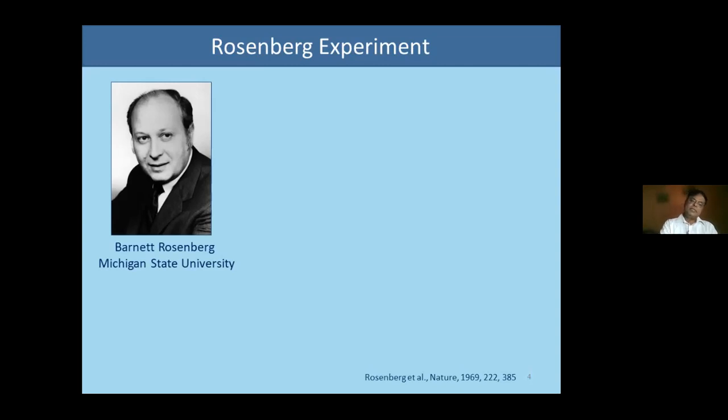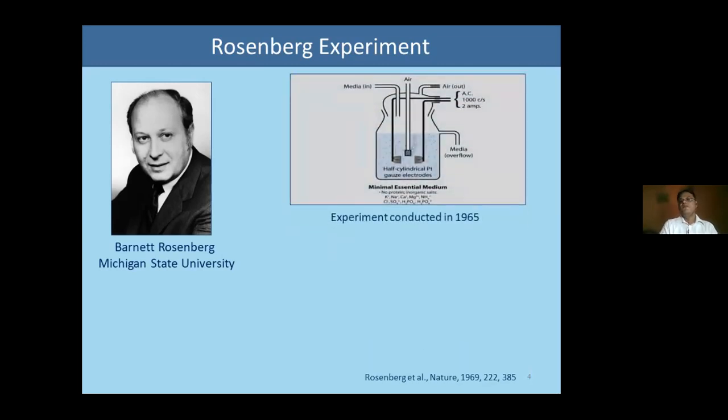What he was trying to do was find out the possible role of an electrical field on the cell division of E. coli bacteria. So he took a glass vessel like this one. He put some E. coli bacteria and fixed them at the bottom of the glass vessel. He put in two platinum electrodes, and as an electrolyte he used ammonium chloride.